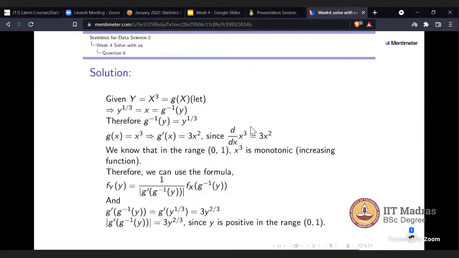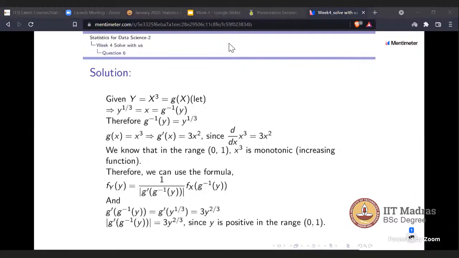Nikita, can you explain the numerator part in the formula? The numerator, which is the PDF of g inverse of y. This is the portion where I'm getting stuck, once we put g inverse of y in fx. I was not able to solve this particular portion. That is the problem that is causing issues in the questions also.